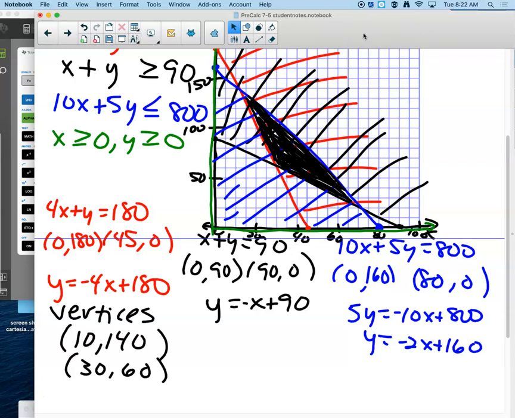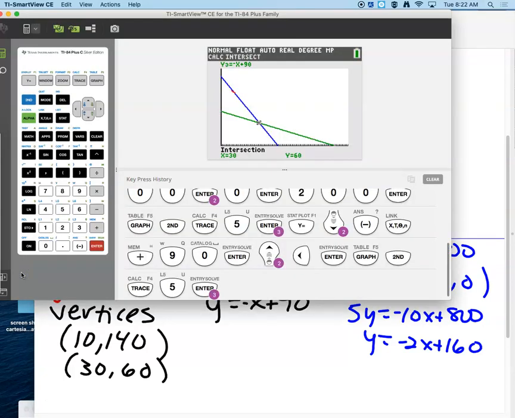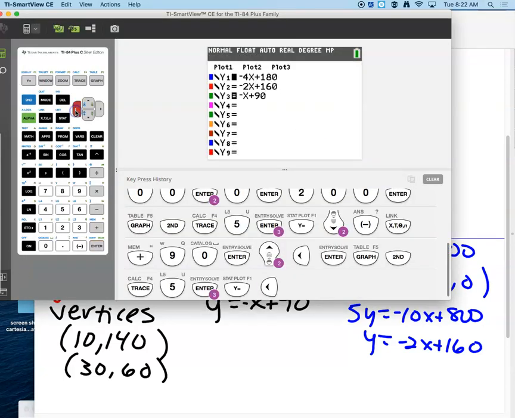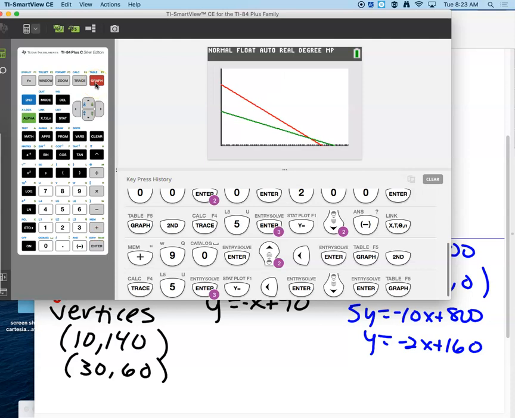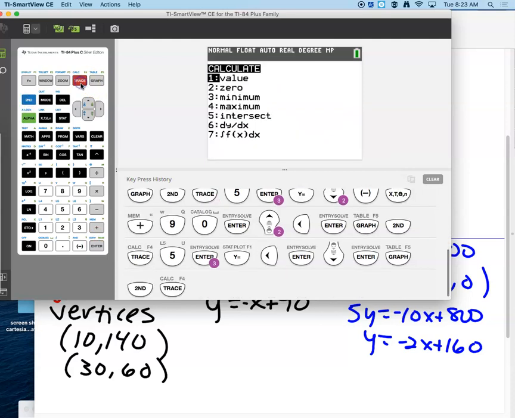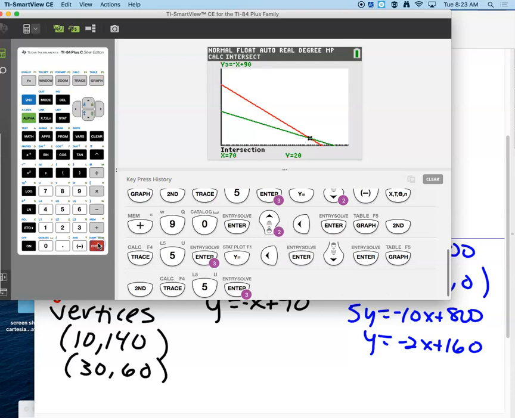One more intersection, blue with black. So I'll have to leave these 2 on and deactivate the one that has the plus 180 on it this time. And find that intersection. 70, 20.